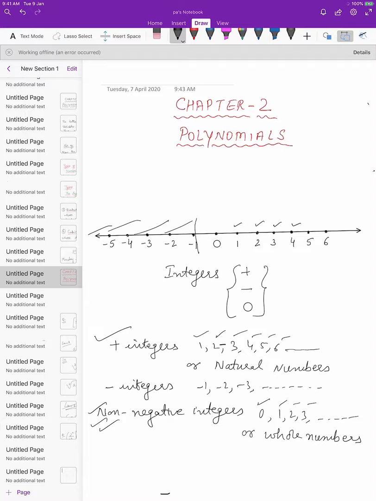So non-negative doesn't mean positive integers. When I say positive integers, I am starting from 1, 2, 3, 4, because 0 doesn't come under positive integers. 0 is separately included. When I say non-negative integers, I just have to remove the negative counting numbers from the set of integers. So I have removed -1, -2, -3 and so on. What are we left with? 0, 1, 2, 3, 4 and so on, which is equivalent to whole numbers. That means positive integers are equivalent to natural numbers, whereas non-negative integers are equivalent to whole numbers.